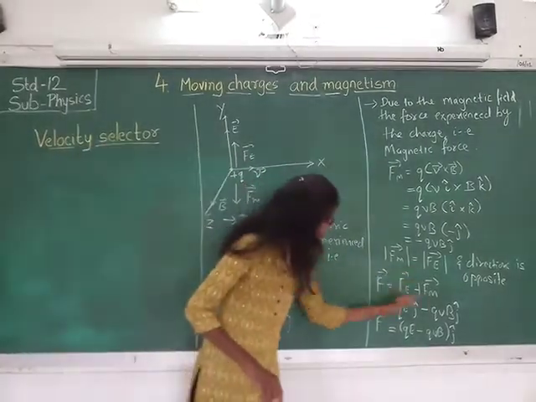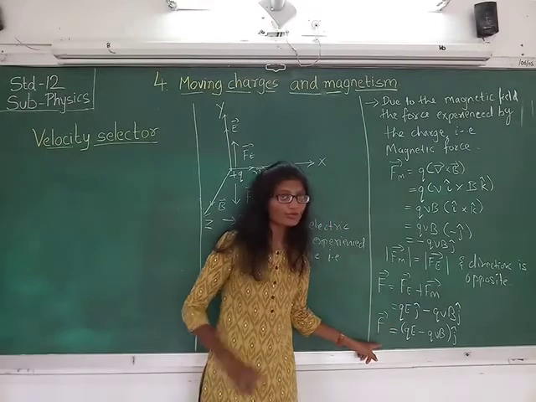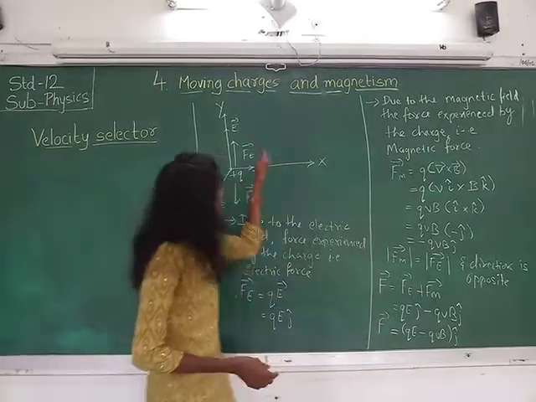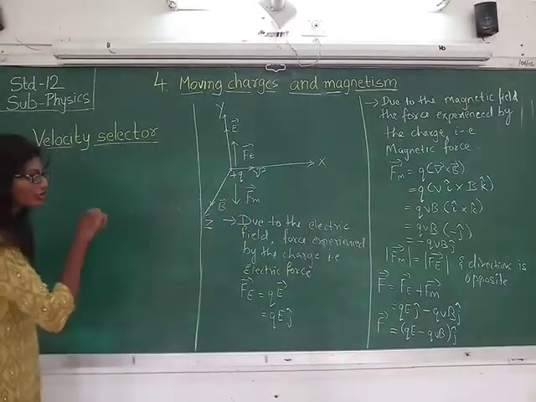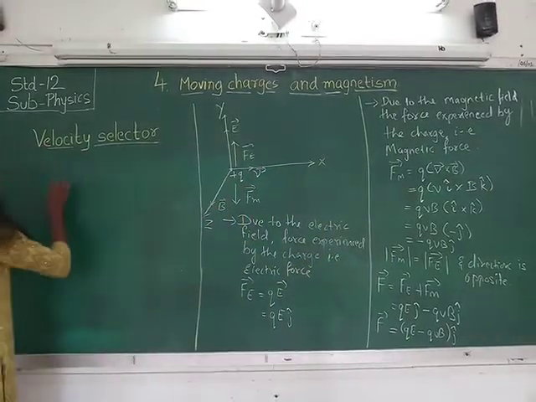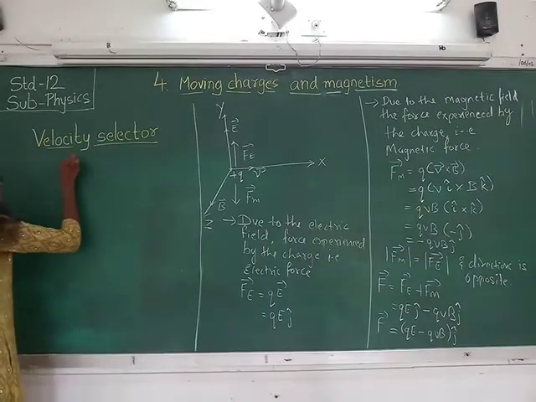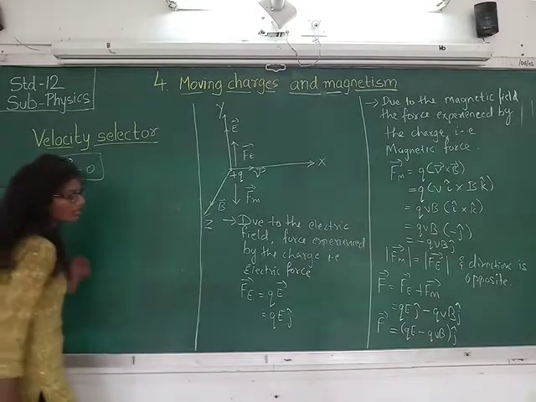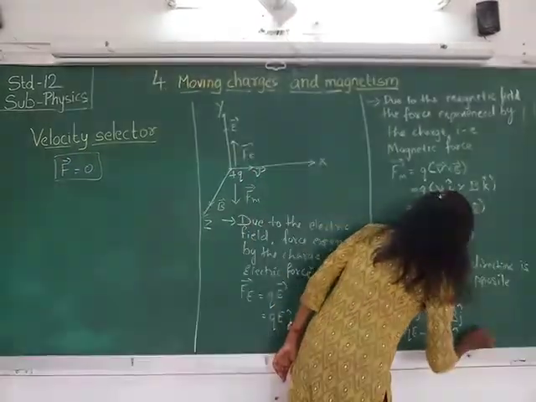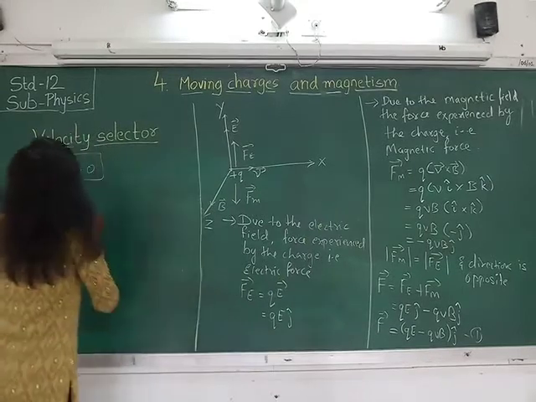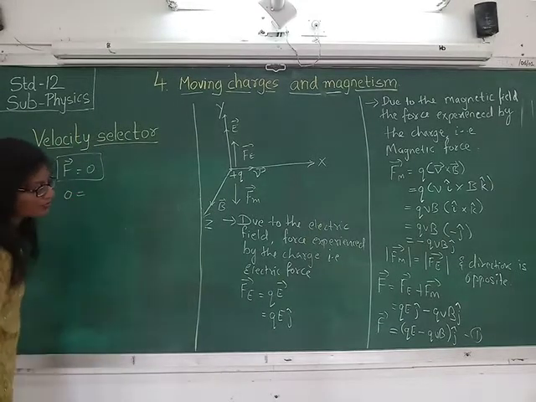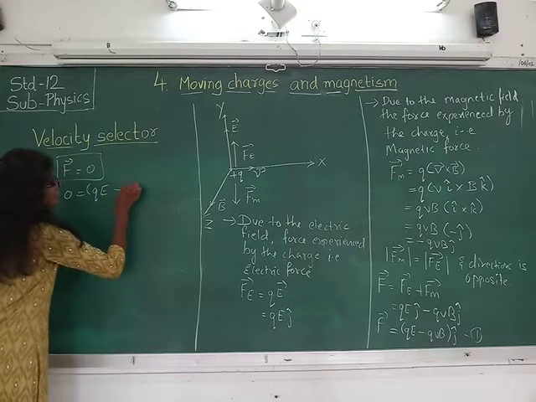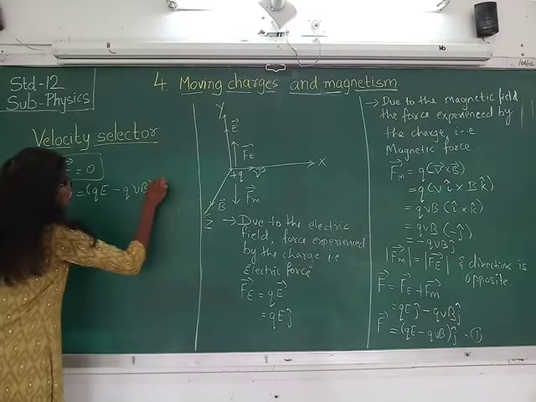And from the Lorentz force we have already found the total force that is acting on the charged particle. So this is the total force, and if magnitude is equal and direction is opposite, then in that case the total force becomes 0. Thus we can write this equation as 0 equals QE minus QVB j cap.